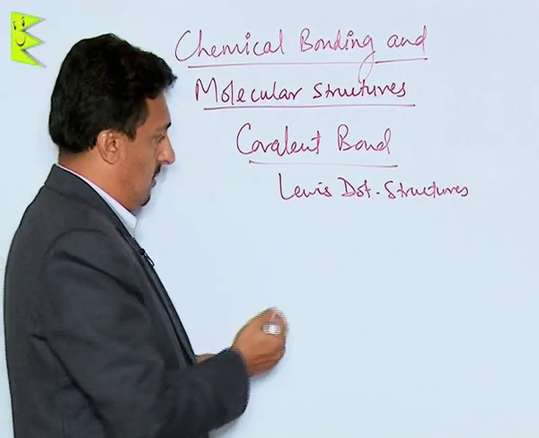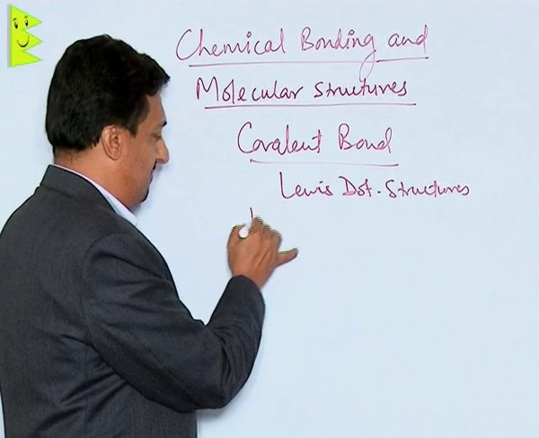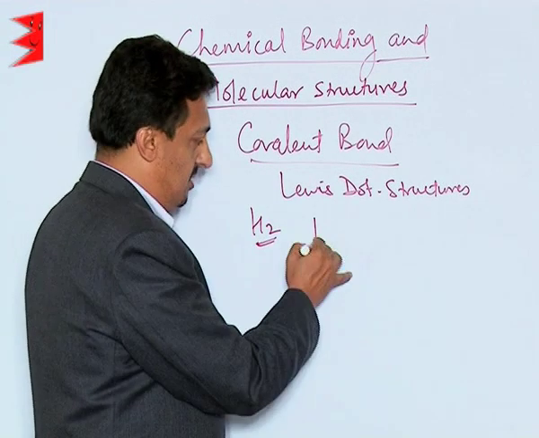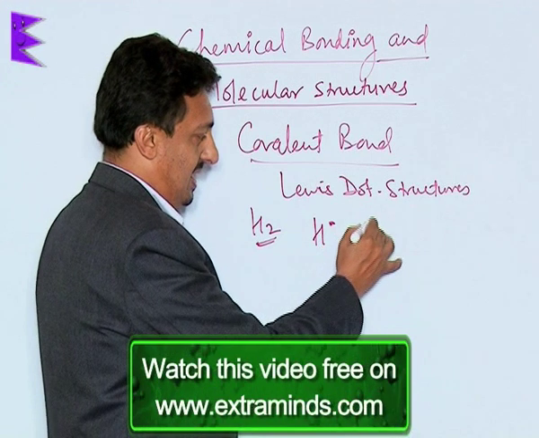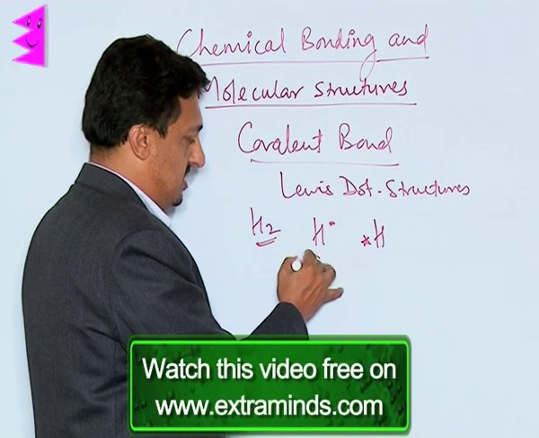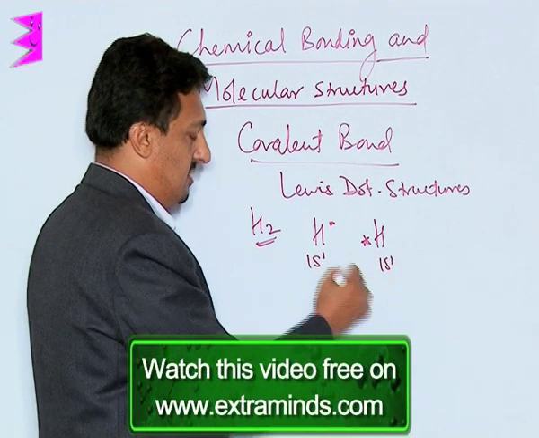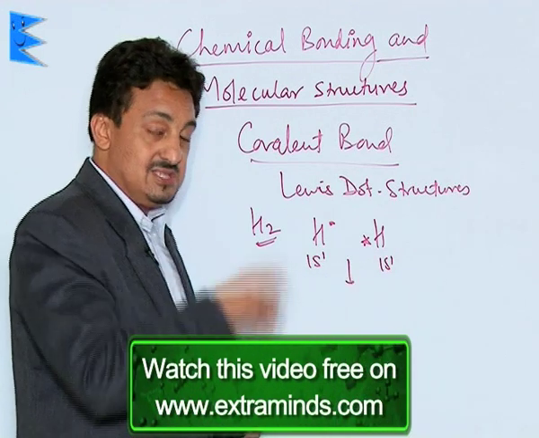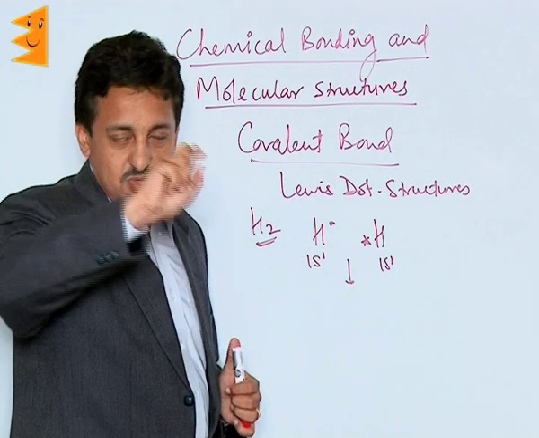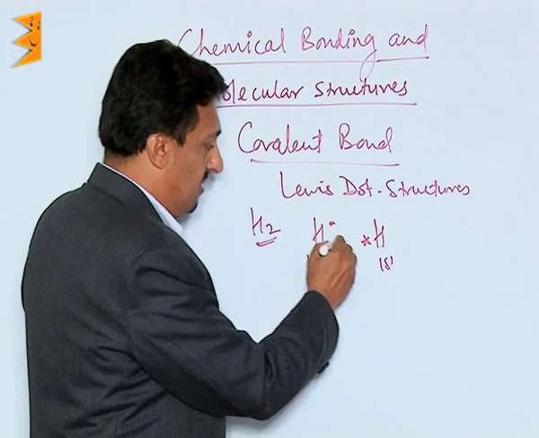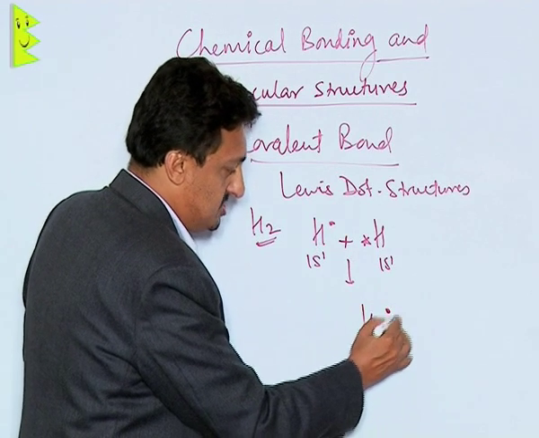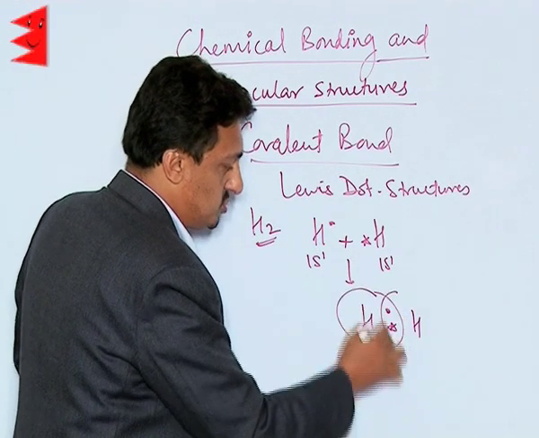Let us take a very simple example, which is the formation of the hydrogen molecule. One hydrogen has one electron, another also has one electron. So their configuration is 1s1, 1s1. What they can do is reach their own period's noble gas configuration, which is helium's configuration. How? When these two combine, they start sharing these two electrons.